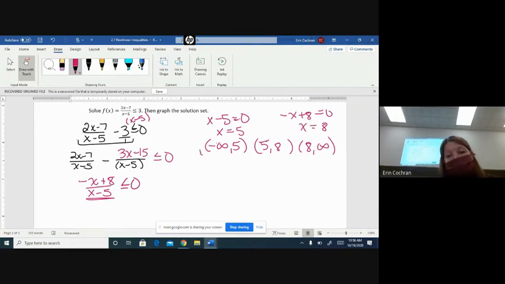All right. Now, can you pick values between here and plug them in? Okay. So what's a number in between negative infinity and 5? 0. That's a good one. Between 5 and 8? 6. And between 8 and infinity? 9 or 10, whatever you want to do, right? All right, so go ahead and find those. Now, what's my inequality sign? Has to be less than or equal to 0, right? So go ahead and plug those in and find my values for me.